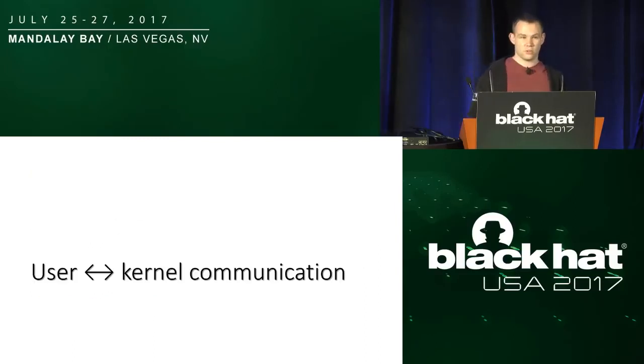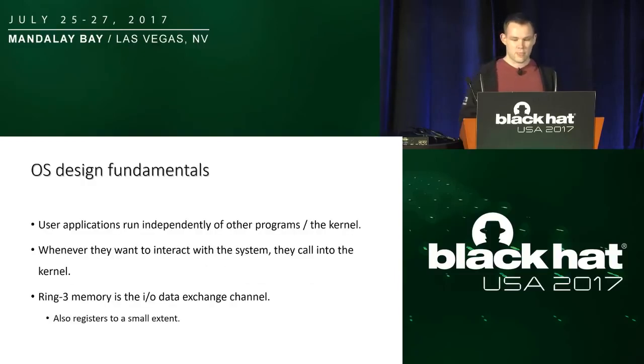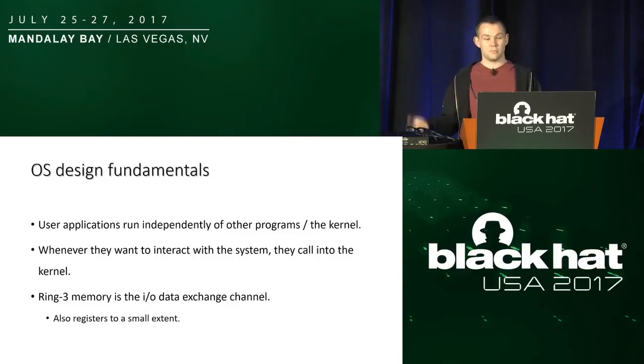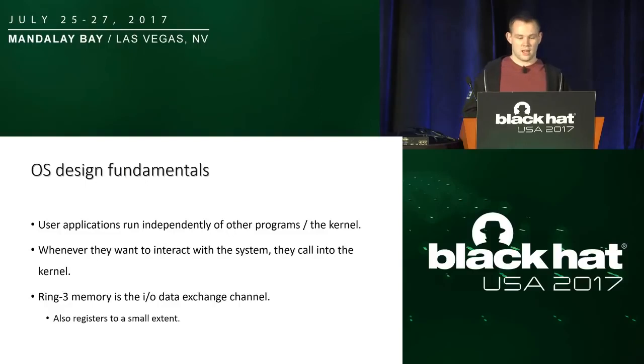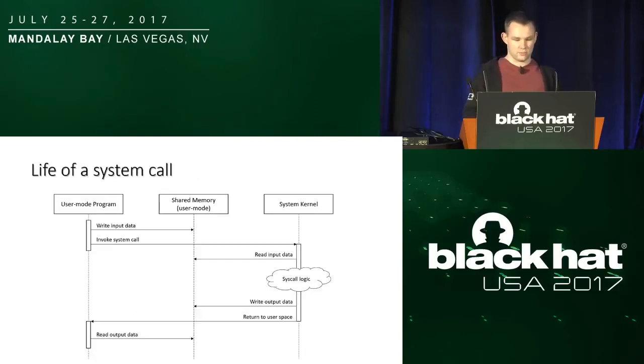So yeah, let's start with some basics very quickly about user and kernel communication. As you all know, user applications run independently of other programs and independently of the kernel. And whenever they actually want to do something in the operating system, they call into the kernel to request the operation that they want to do. And when they do it, the ring 3 memory, which is the shared memory between the user and kernel mode, is used as the data exchange channel.